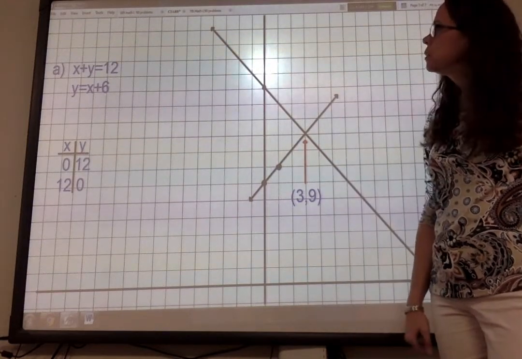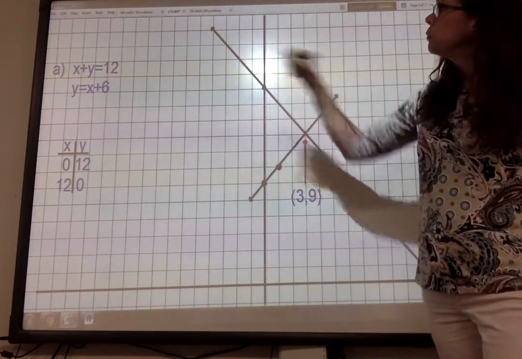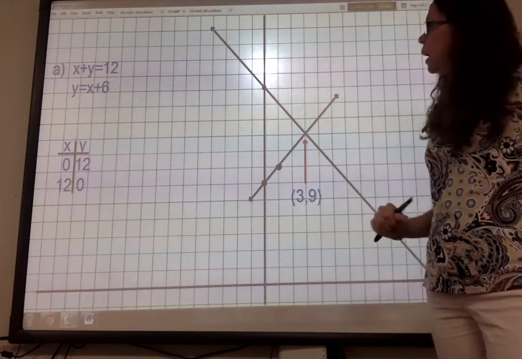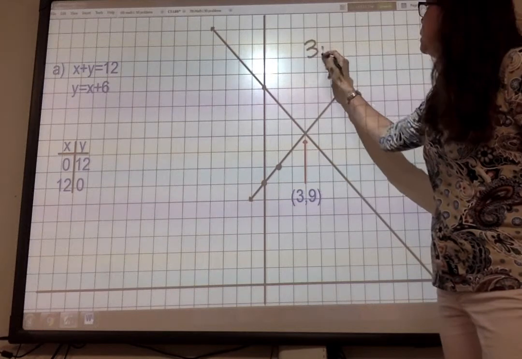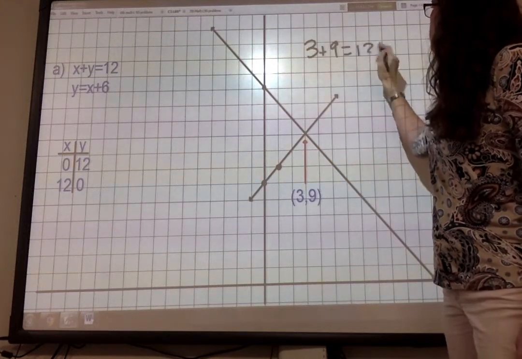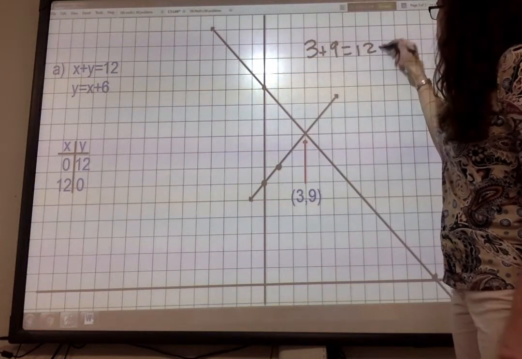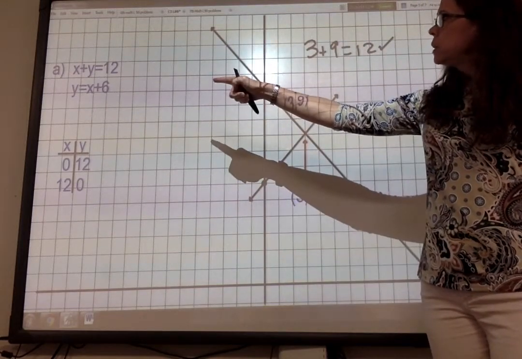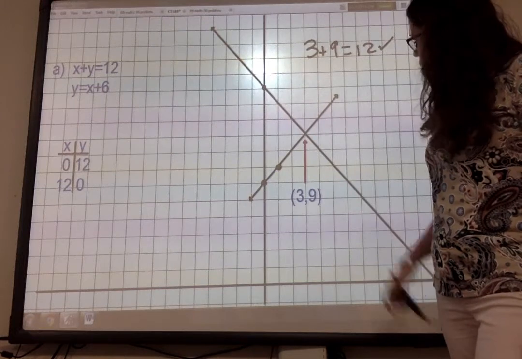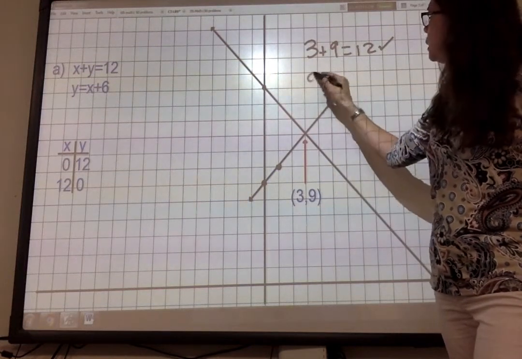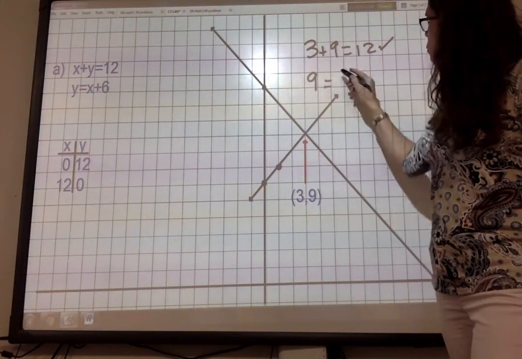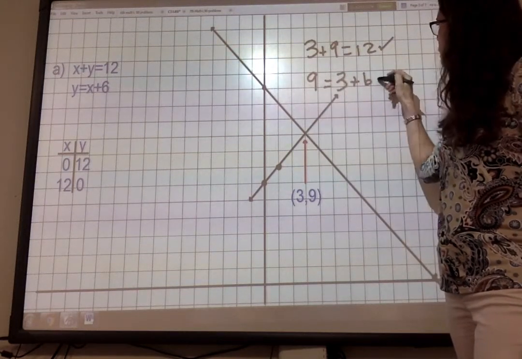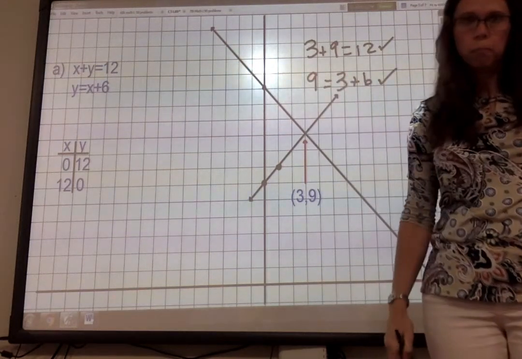Okay, but we need to check ourselves. Okay, so in our first equation, x plus y equals 12. Let's use 3 for x and 9 for y. 3 plus 9 equals 12. Is this true? Yes, this is true. So it does check for the first equation. For the second one, y equals x plus 6. We're saying 9 is y. 9 equals, we're saying x is 3, 3 plus 6. Is 3 plus 6 equal to 9? Yes. So this one checks.